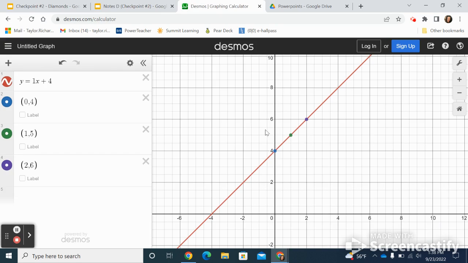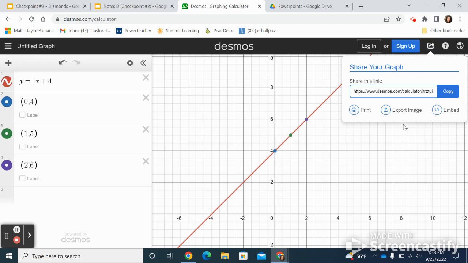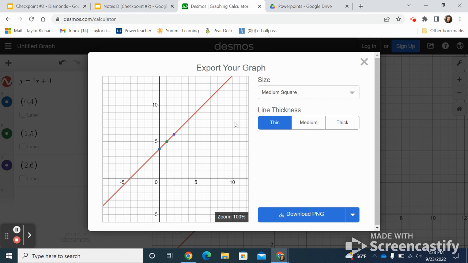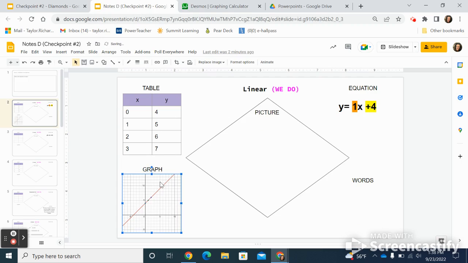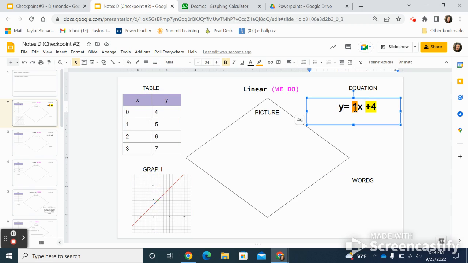So what you're going to do to get this graph over to your diamonds is you're going to follow the arrows. Okay, so the first arrow I see is up here in the top right. I'm going to click on that. The next arrow I see is right here where it's kind of like going upwards. I'm going to click on that. And then all you have to do is click this picture and drag it over to your diamond and just drop it in your diamond. And there is the graph that you just made that matches this table, that matches this equation.